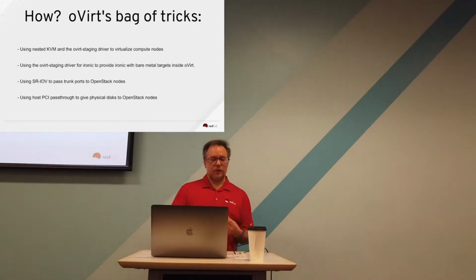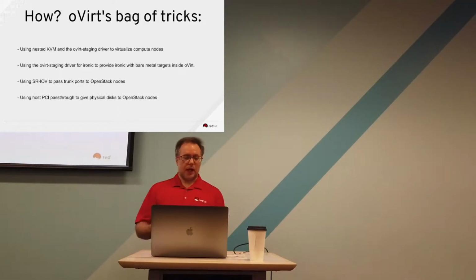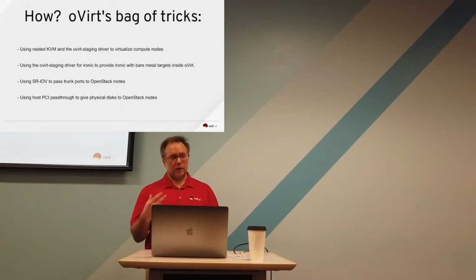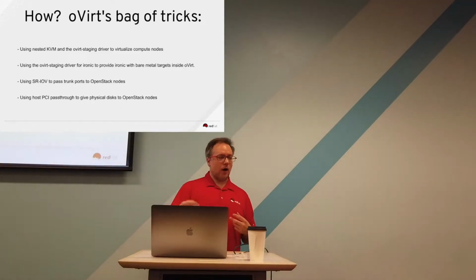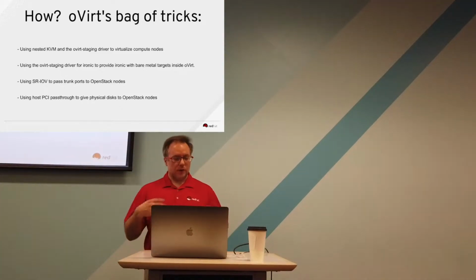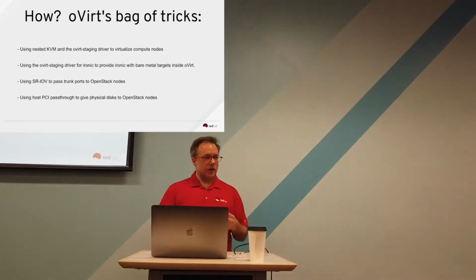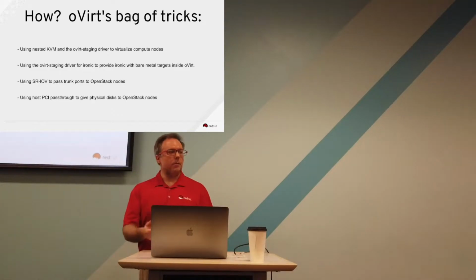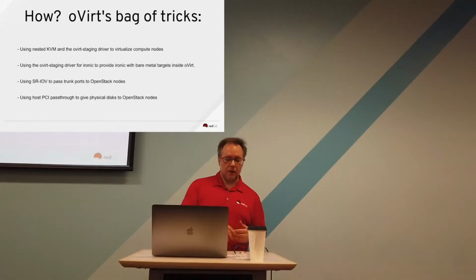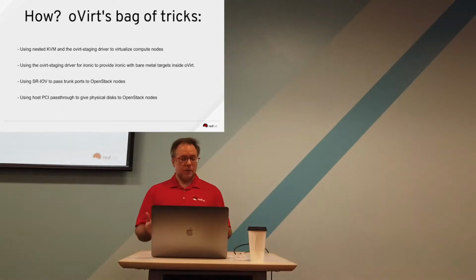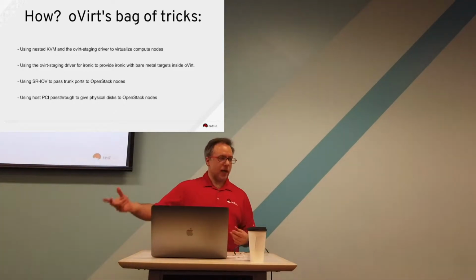We're going to use SR-IOV to pass trunk ports to OpenStack nodes. And this becomes a little important. I'll get into a little bit more of an explanation about how and the why for that, but just know that this is a big part of us coming over some of the initial hurdles that were present in the implementation of the virtualized control plane. We're also going to use host PCI pass-through.